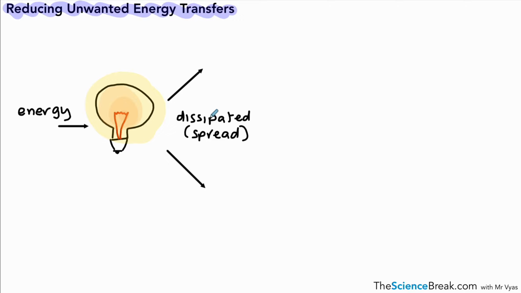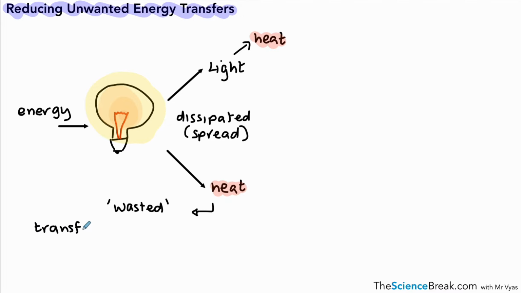In this case, in terms of the lamp, it's spread to light energy, which eventually carries it away and is eventually transferred as heat. And we have the direct transfer of heat energy as well. So we end up with spreading the energy throughout the environment as heat. We often describe that heat energy as wasted because it has been transferred in a non-useful way, because it's energy we don't find useful and we don't need.